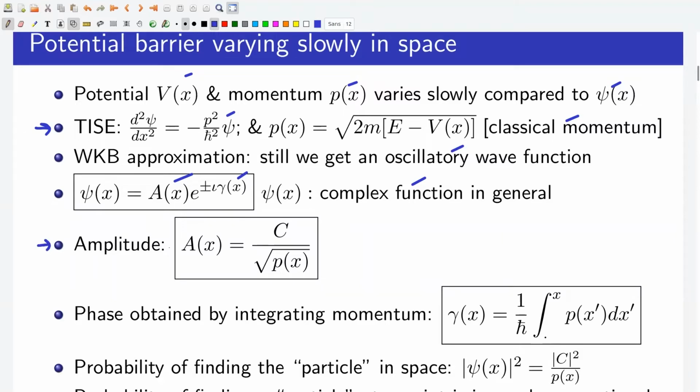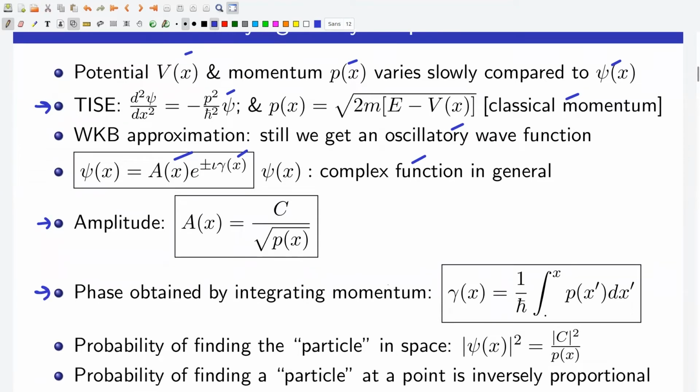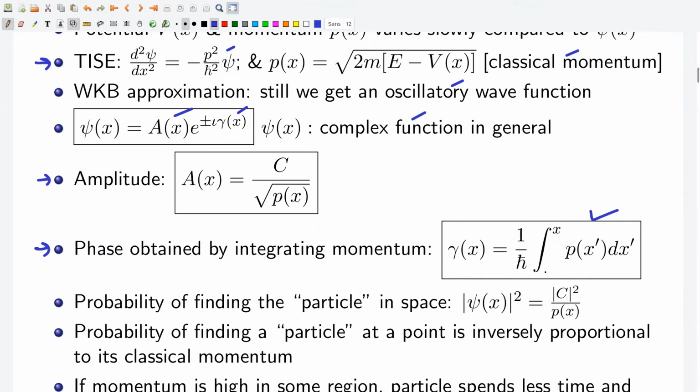The amplitude A of x is equal to C divided by the square root of p of x, where C is a constant and p of x is equivalent to the classical momentum. The phase can be obtained by integrating the momentum. The probability of finding the particle in space is given by mod psi of x square, which is equal to C square divided by p of x. Thus, if p of x is high, the probability of finding the particle is less, and vice versa.